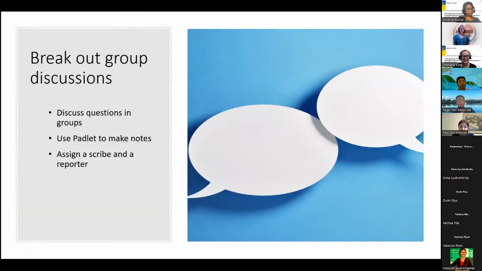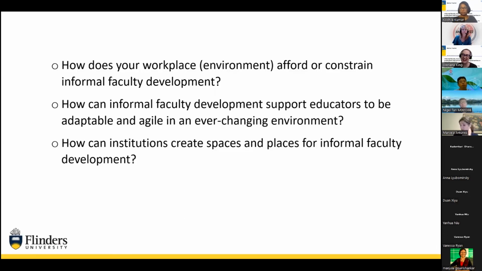Thanks, Kashila. So as Kashila mentioned, we've got a small group discussion activity for you now, and we have 3 questions that we'd like you to consider. And you'll see that Megan has added a link to the chat to a Padlet, and you'll find the 3 questions there. But essentially, the 3 questions relate to how your workplace, or if we're using situated cognition theory terminology, how does your workplace or the environment afford or constrain informal faculty development? How can faculty development support educators to be adaptable and agile in an ever-changing environment?